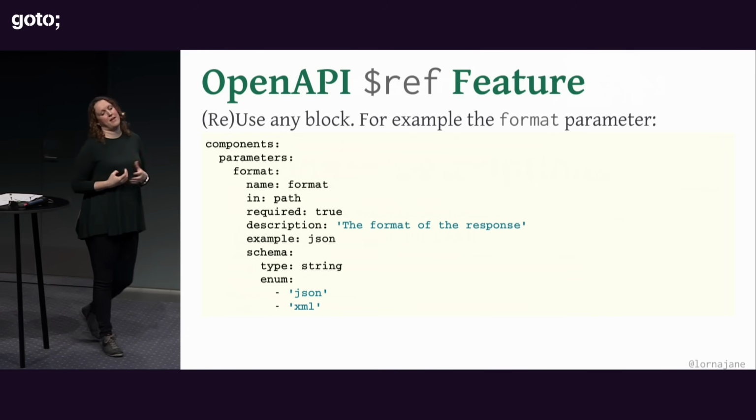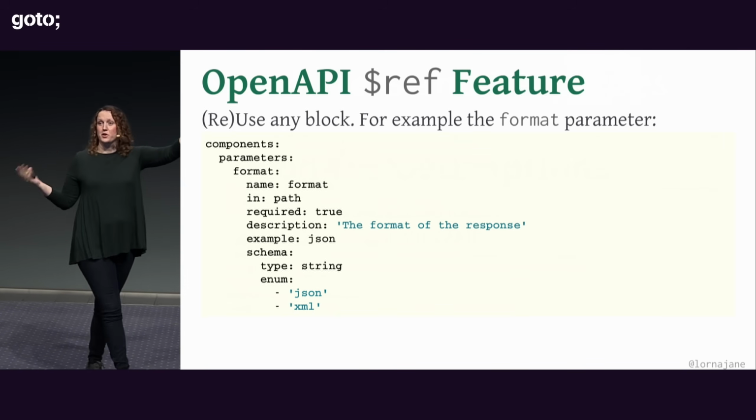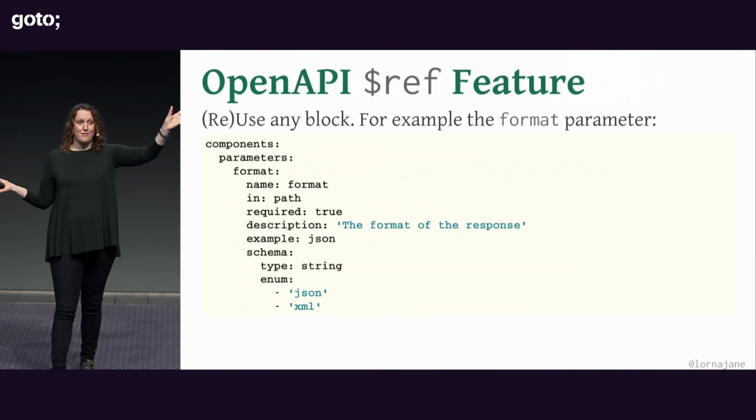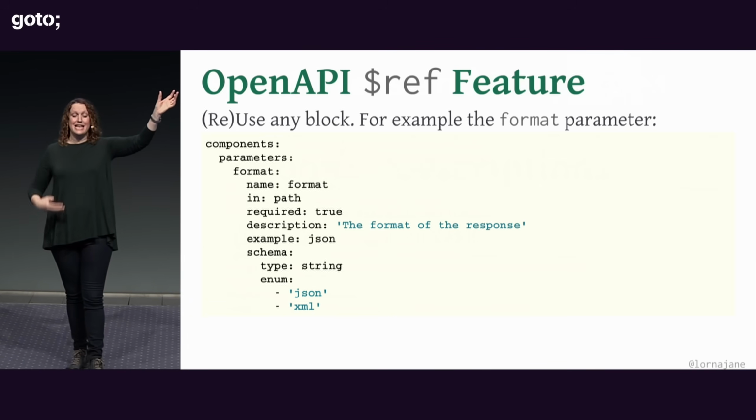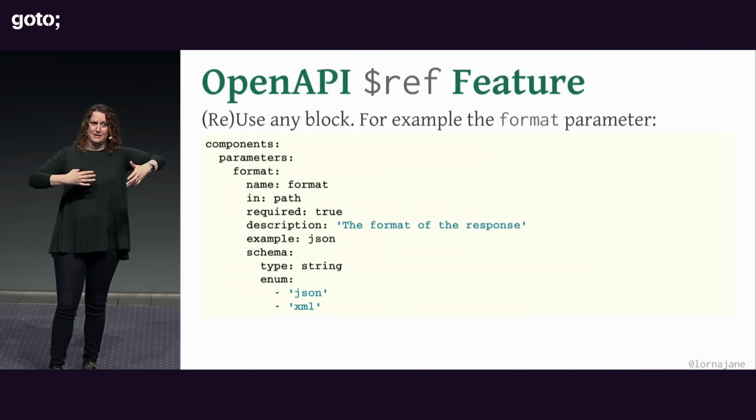Here's what's inside the ref. This is that format parameter that's in the path. It's required, but there's no default. You must specify it on every API call in this API. It's called format. It goes in the path. It's always required. It says what format the response should be. The example is JSON. It's a string. It can be JSON or it can be XML.